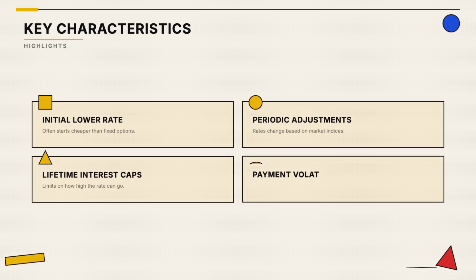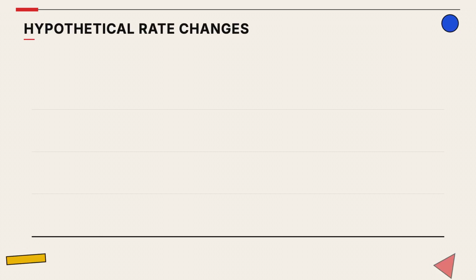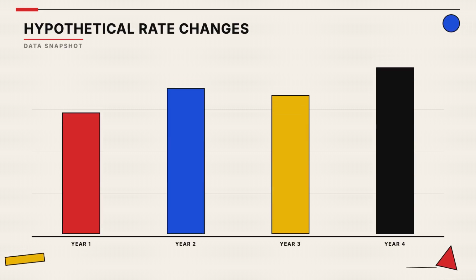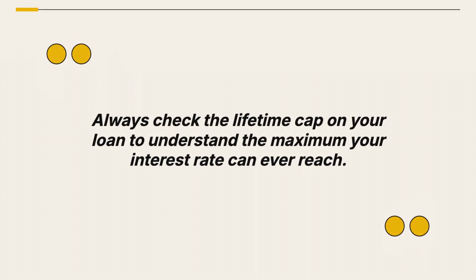These loans often start with a lower rate than fixed options, but your monthly payments can rise if market interest rates increase. While fixed rates offer stability, variable rates offer flexibility that some investors use to manage short-term interest rate cycles. This chart shows how a rate might drift up or down year over year, directly impacting your monthly interest expense. Always read your loan document carefully to see if there is a ceiling on how high your rate can climb.